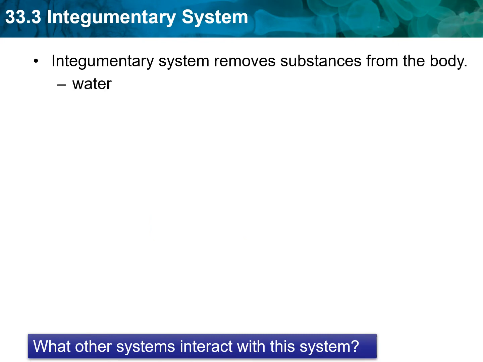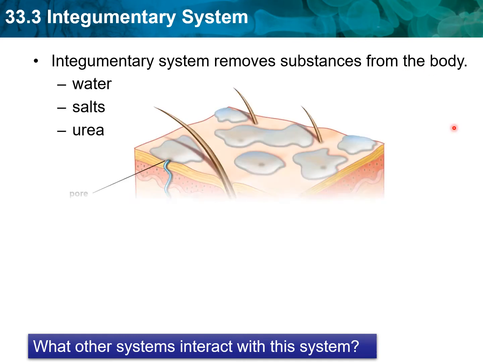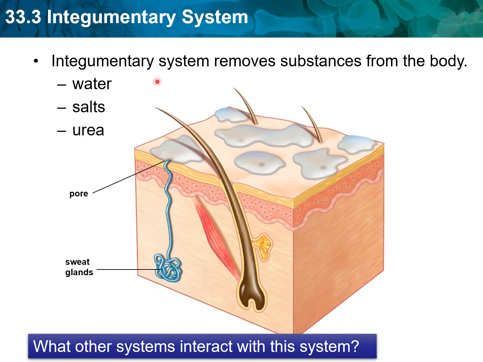One more function of the integumentary system is removing wastes from the body. If you remember, when we explained the excretory system, we said that the excretory system removes non-solid wastes from the body, and we included the skin. So the skin is a part of the excretory system as well as part of the integumentary system because it plays the same function in both systems, which is removing water, excess salts, and urea from the body.